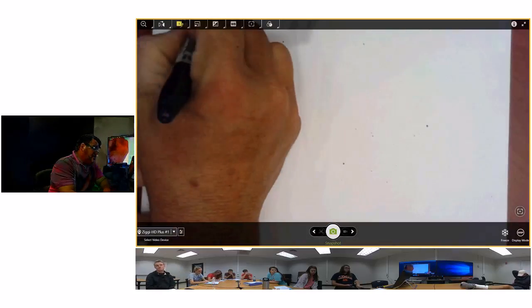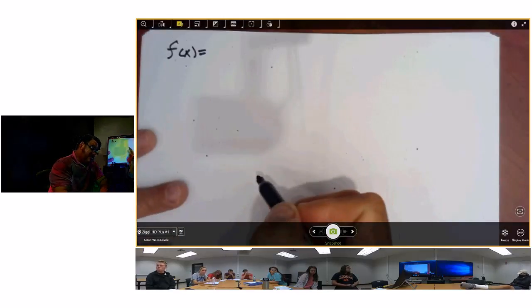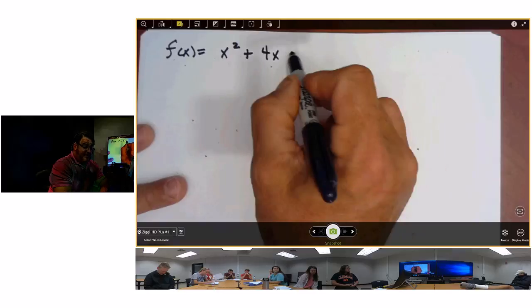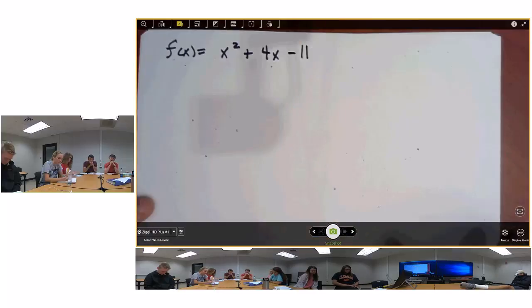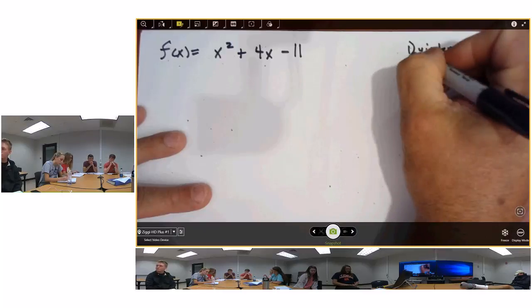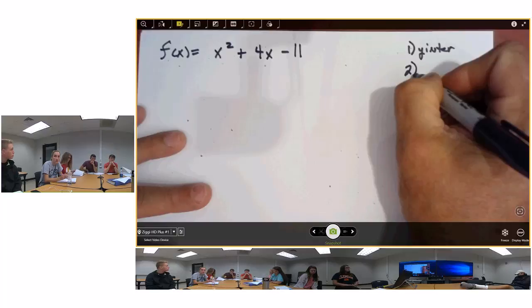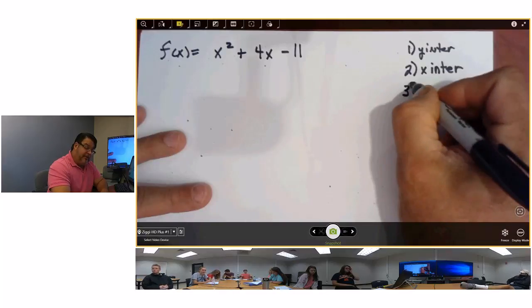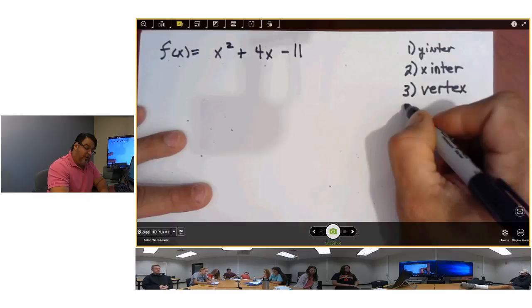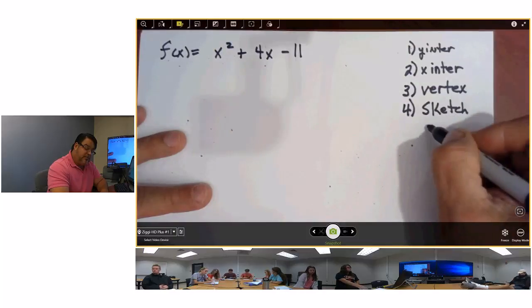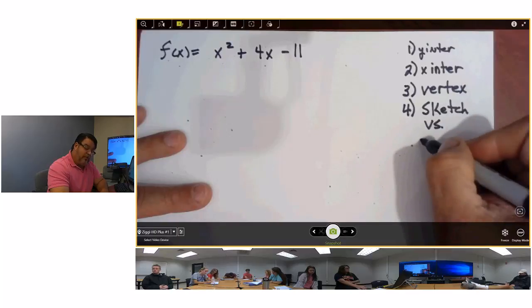So you're given a quadratic. Let's give it f of x is equal to x squared plus 4x minus 11. And I ask you to find the y-intercept, which you can do without doing anything. That's negative 11. The x-intercepts and the vertex. And then after you find all those, I want you to sketch the graph against y is equal to x squared.